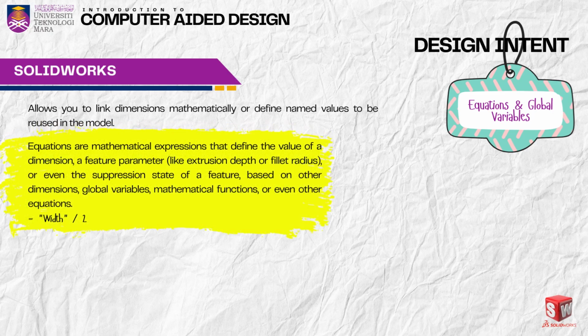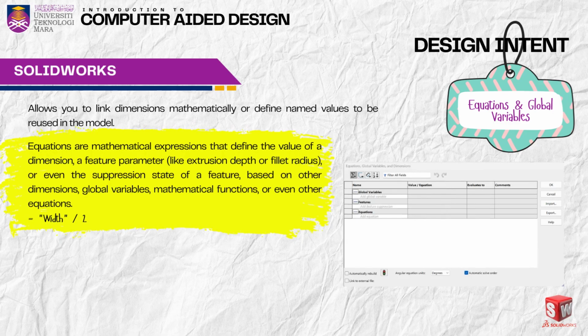Equations are mathematical expressions that define the value of a dimension or a feature parameter. Instead of entering fixed values, you can create equations based on other dimensions, global variables, or mathematical functions. For example, you might set the depth of an extrusion to always be half the width of a part by using an equation like equals width/2. You can also use equations to control other aspects of the design, such as the radius of a fillet or whether a certain feature is active or suppressed, based on conditional logic. This creates a dynamic model that adapts automatically when any driving value changes.